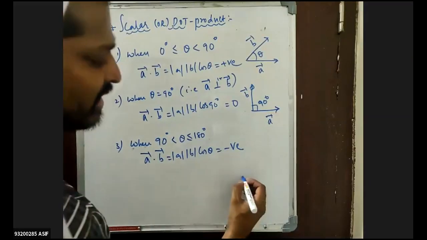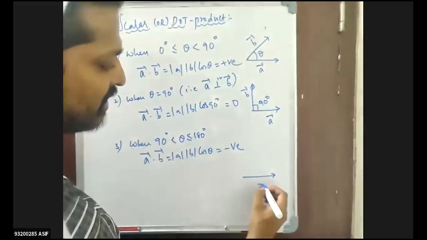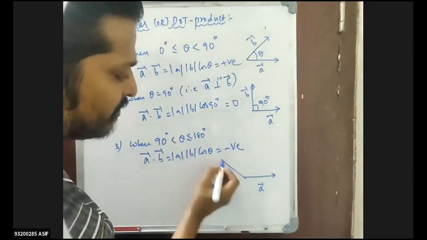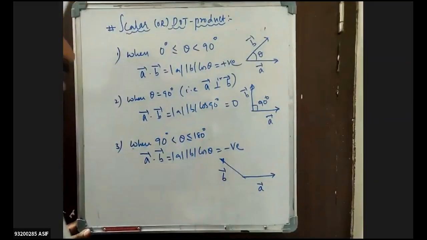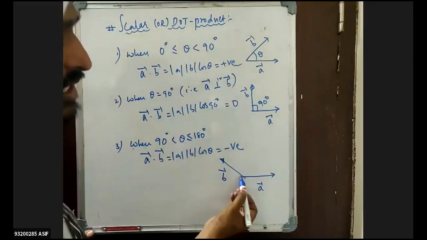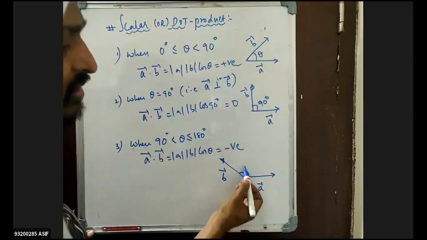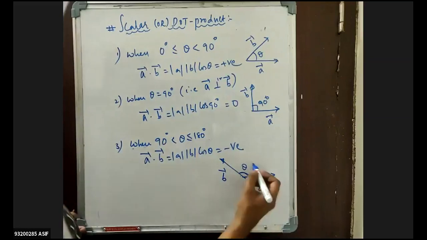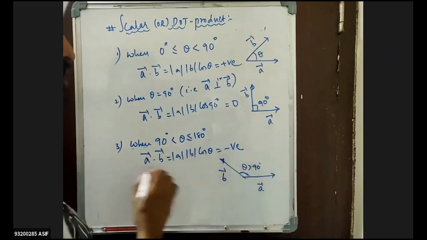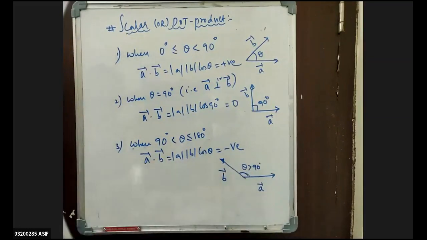That means how will the vector diagram look for this one? If this is vector a bar and this is vector b bar, where theta is taken by the parallelogram law of vector addition, the tail of the first vector is attached to the tail of the second vector. So the angle between them is greater than 90 degrees. So the product a bar dot b bar will be a negative term.